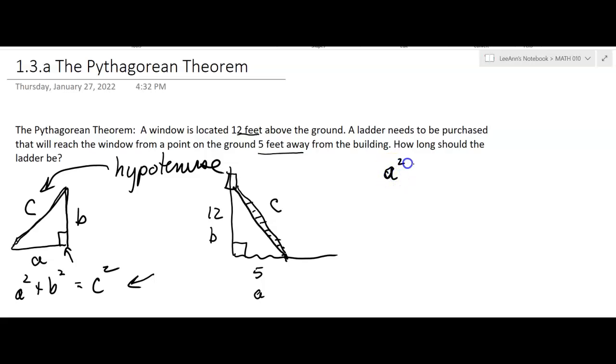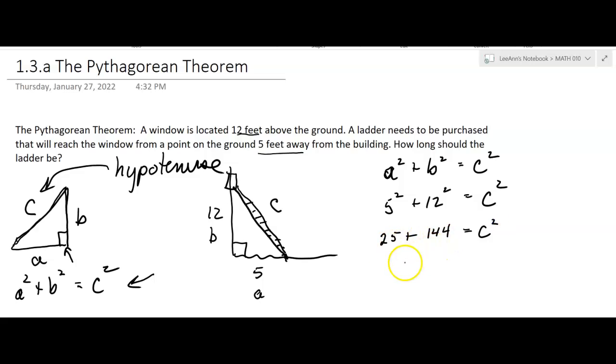A squared plus B squared equals C squared. My A is 5, my B is 12, and I don't know what C is. That's what I'm trying to figure out. Now we have to use the order of operations here, which says we have to square those numbers. So 5 squared is 25, and then 12 squared is 144. You could use a calculator if you needed to do that. Now we can add 25 and 144, we get 169.